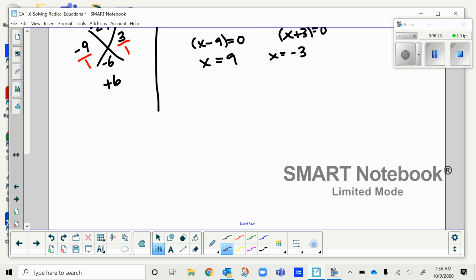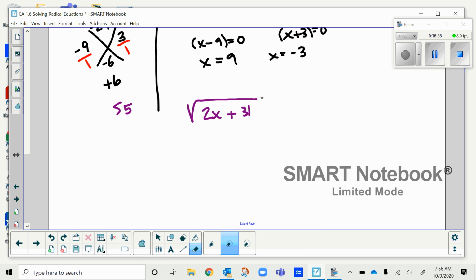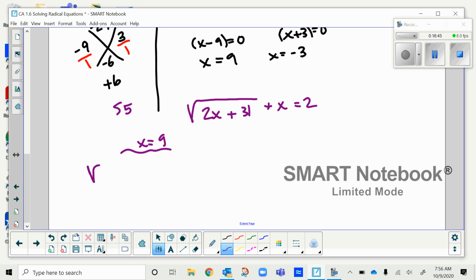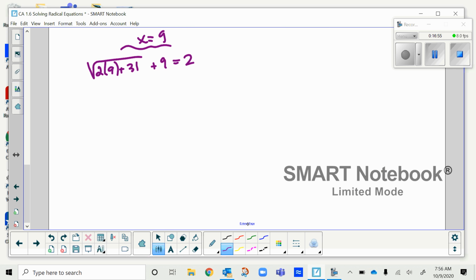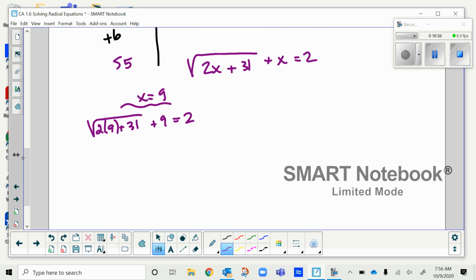I'll switch colors so we see it's a new process. So here's the original, so this is step 2x plus 31 plus x. So let's check x equals 9 by plugging it in everywhere you see an x. Now, when we're plugging in to check stuff, we're no longer solving. We are just using order of operations to simplify everything and see if we end up with a true statement or a false statement, okay?